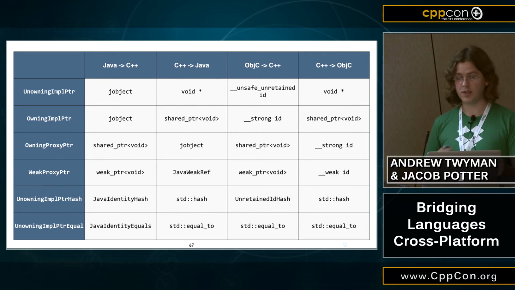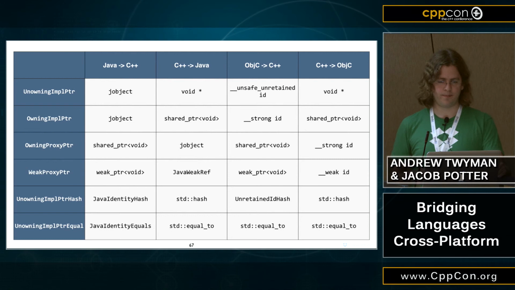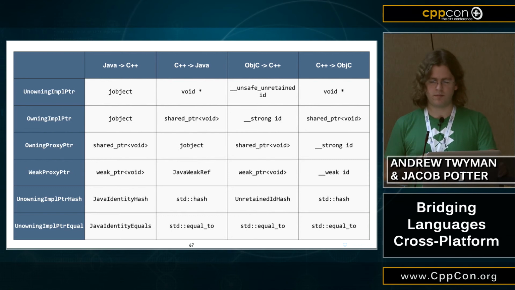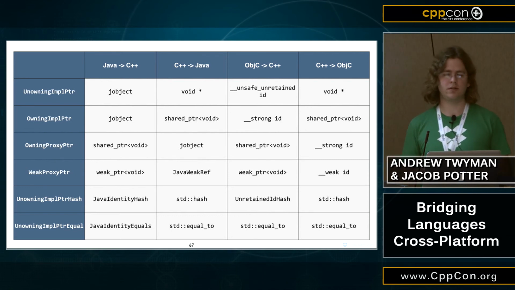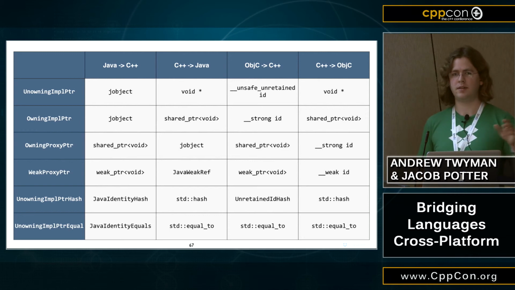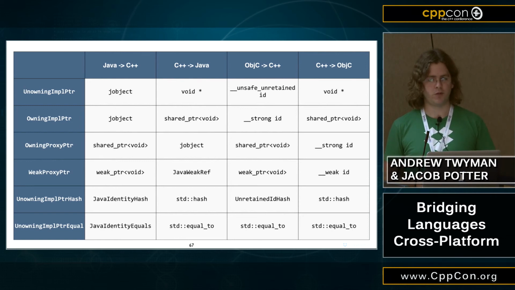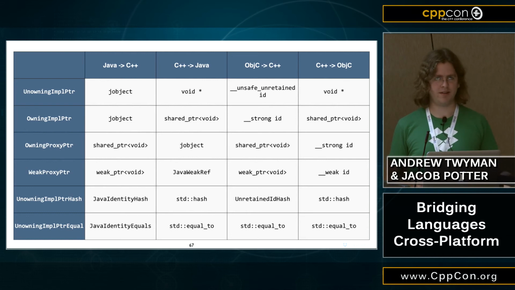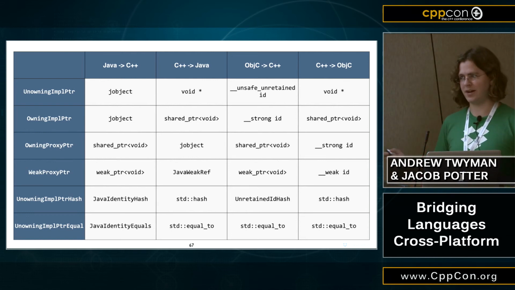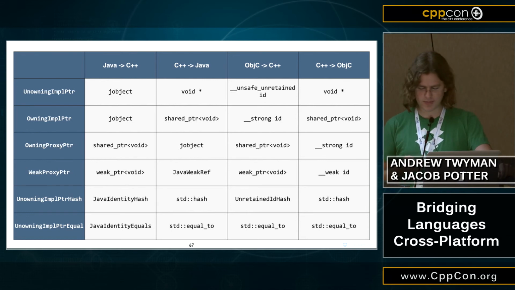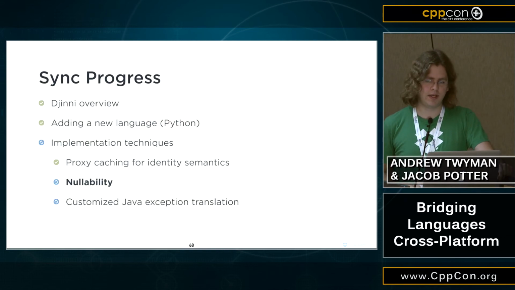It also helps with code size, since previously, before we merged these, we had a zillion different instances of what was essentially an unordered map from void star to shared pointer, or to weak pointer, which all compile to exactly the same code. But the compiler doesn't know that, and so it has to spit it out a billion times. So that's the proxy cache.